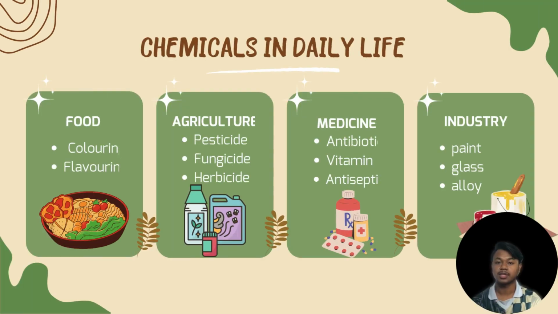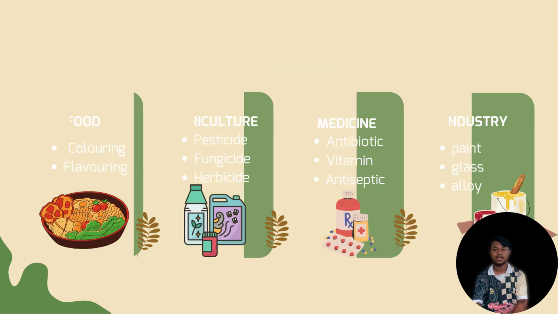Next, I will discuss chemicals in our daily life. First of all is food. Food has chemicals in it such as coloring and flavoring. Other than that is agriculture, for example pesticide, fungicide and herbicide. After that is medicine, as we know, like antibiotic, vitamin and antiseptic. And last for this part is industry, for example paint, glass and alloy.